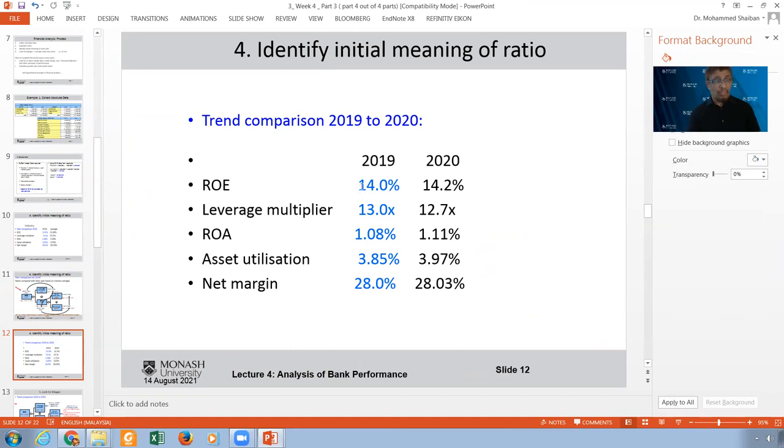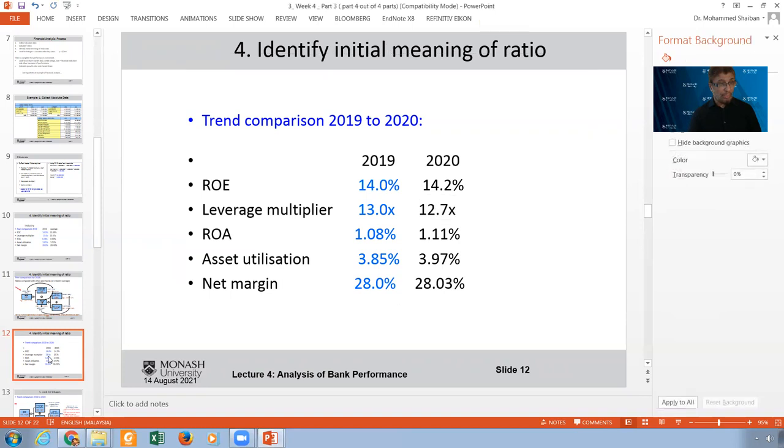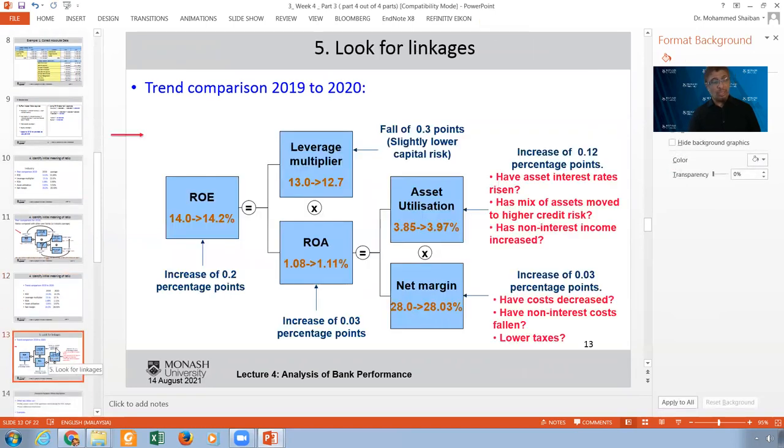So in terms of the 2019-20, we are doing well in 2020 actually. I don't know, maybe because of COVID. So we have 14.2 to 12.7. No, we are not doing it well. I mean, the leverage multiplier is improving. We have less capital. We have improved in the ROE and the asset utilization and the net margin. So again, we ask questions.